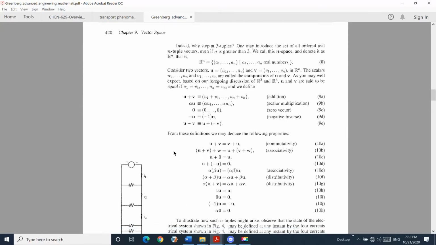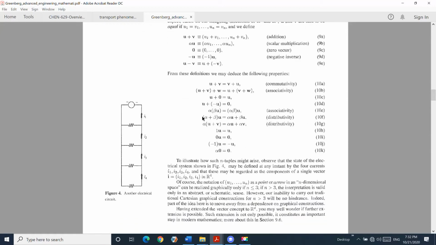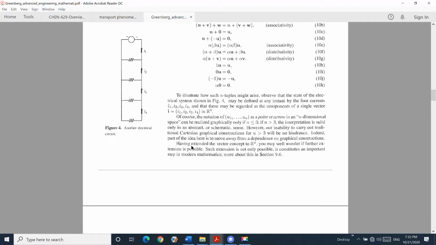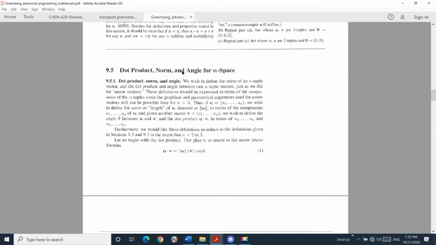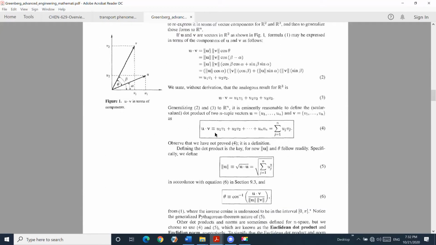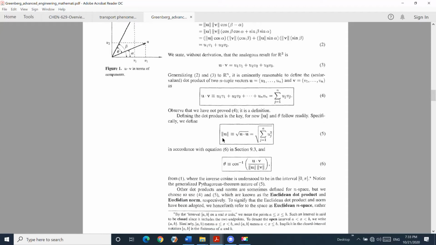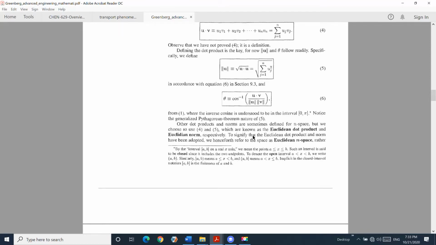On the back page, it gives some properties of vectors in summation and scalar multiplication, and so on. Another section gives the dot product, norm, and angle for n-space. The dot product between u and v is represented like here. The norm of any vector can be represented here. The angle between two vectors can be represented by this formula here.